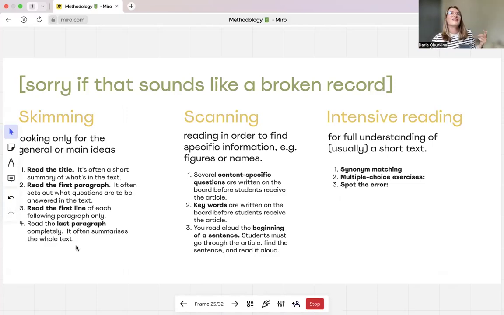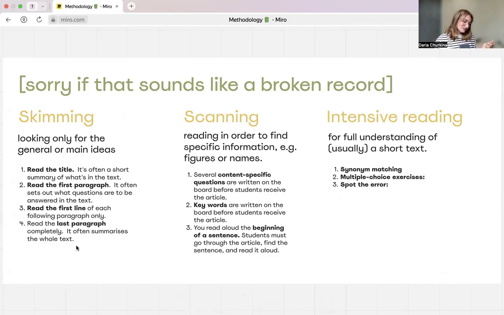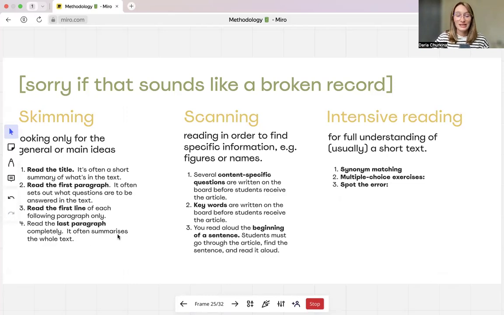There are some tasks that seem so obvious that they slip under your radar and then you never use them, but however obvious they are, they're actually nice. And maybe reading the last paragraph. Scanning is reading in order to find specific information, such as figures or names. So we may create some content-specific questions.